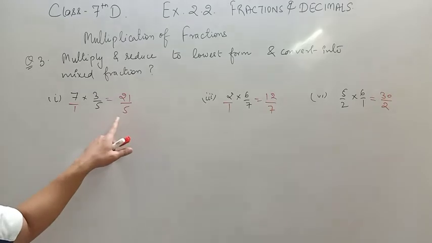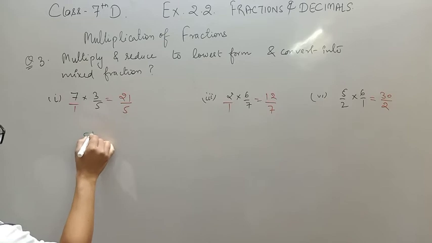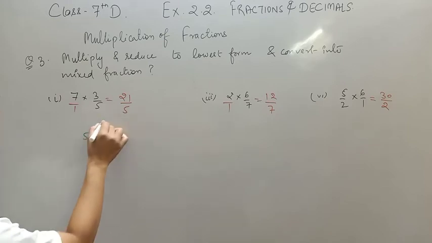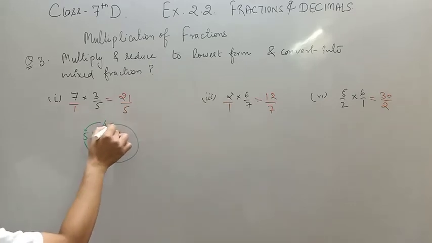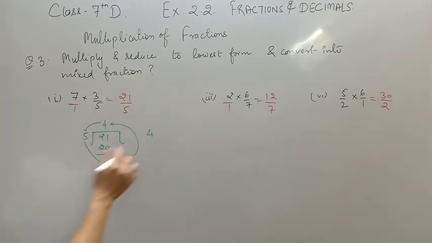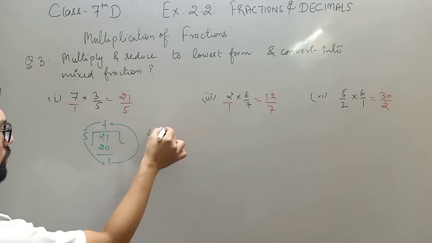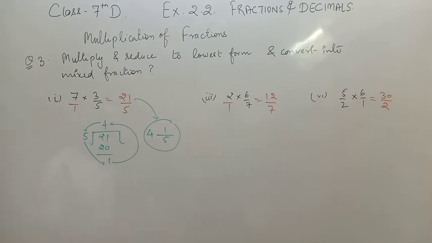Now you need to convert it into a mixed fraction. So 21 upon 5 can be written as 5 4s are 20, right? 5 4s are 20, the remainder is 1. How to write in a mixed fraction? This 4 comes to this place, this 5 comes to this place, and 1 comes to this place, right? So 4 in the middle, 5 here, and 1 at the top. So this is the mixed fraction form of 21 upon 5.